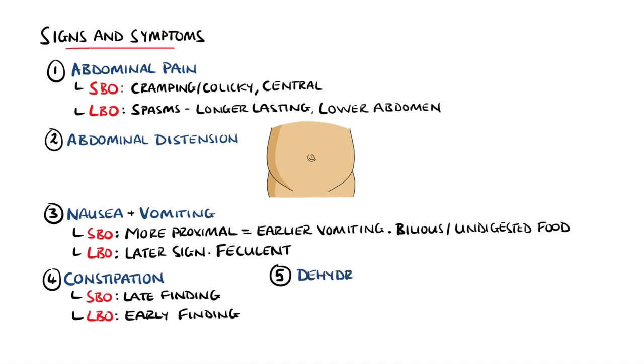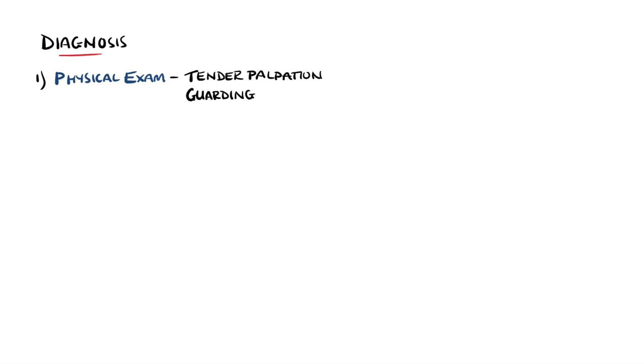As a result of the obstruction, the patient may have electrolyte imbalances and dehydration due to the vomiting, as well as therefore a risk for aspiration pneumonia. In terms of the diagnosis, the physical exam will typically show tenderness on palpation, but signs such as guarding or rebound tenderness may suggest a perforation or ischemia of the bowel. Bowel sounds are characteristically tinkly, sounding like bubbles rising.